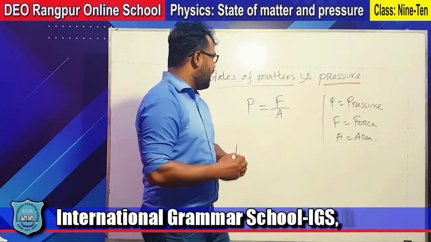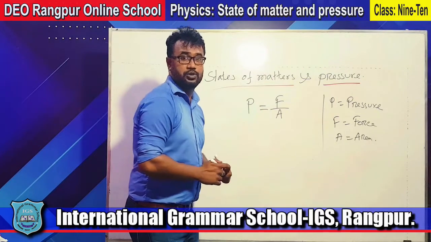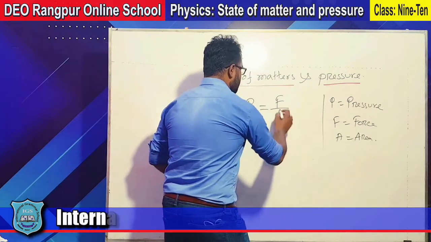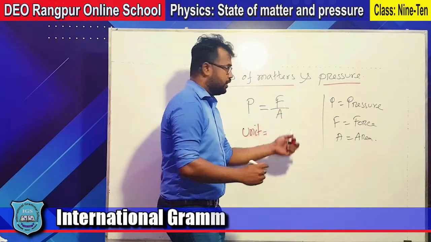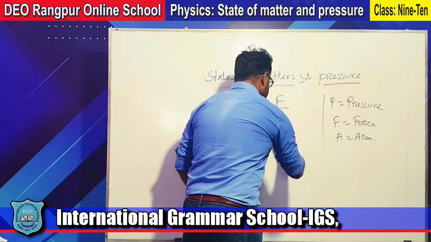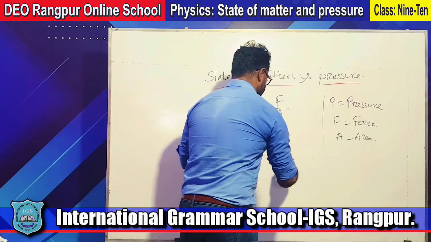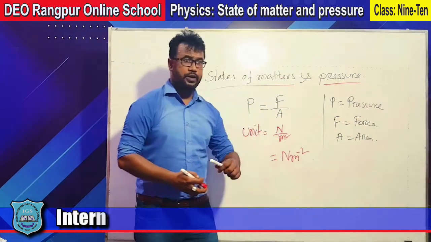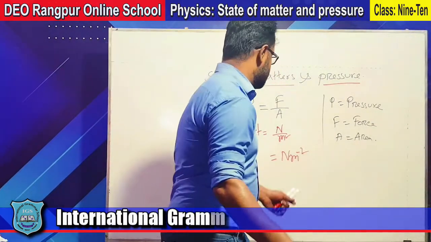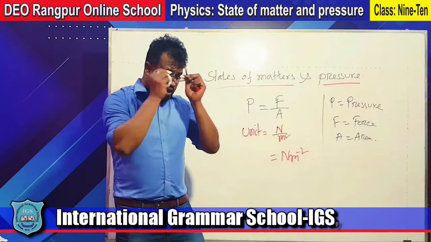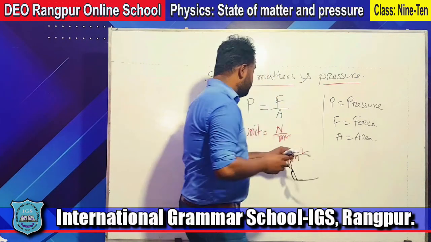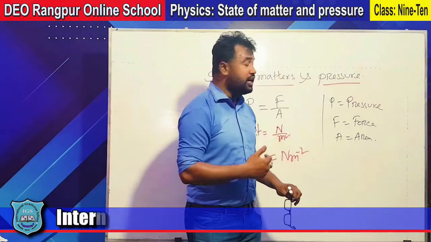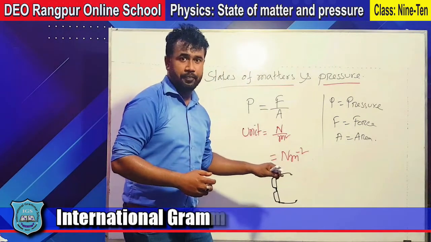So we have to know the unit of pressure. What is the unit of force? It's Newton. And area is meter square. That means it will look like Newton per meter square. So Newton per meter square is the unit of pressure. To define it again, if we apply force on a unit area, that will be pressure.